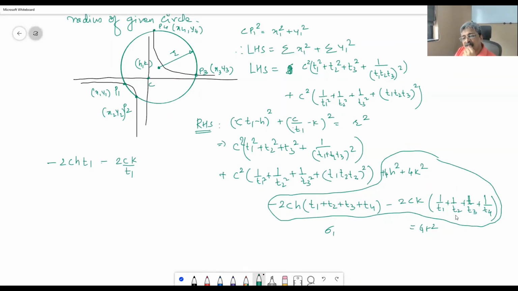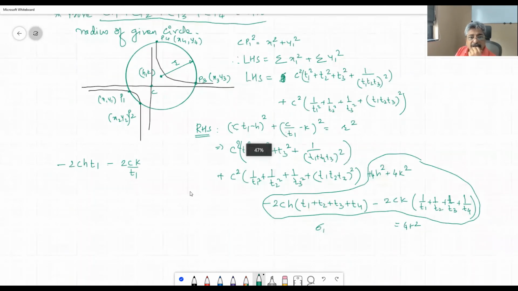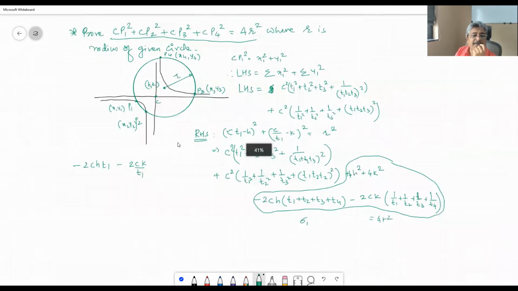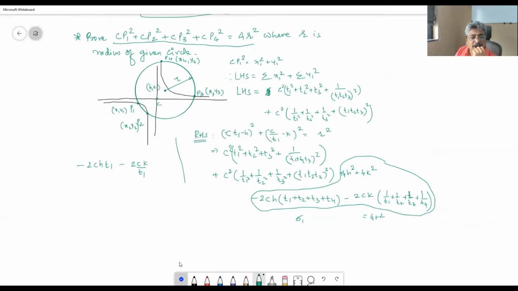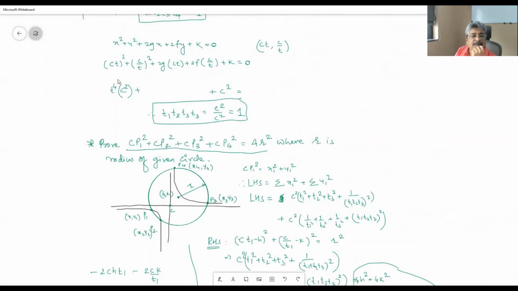This is sigma 3 upon sigma 4. So maybe let me look at that equation. At that time we have not written all the parameters here. Maybe we write it now.